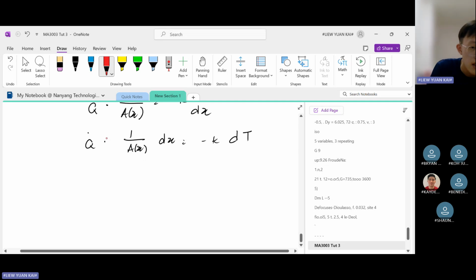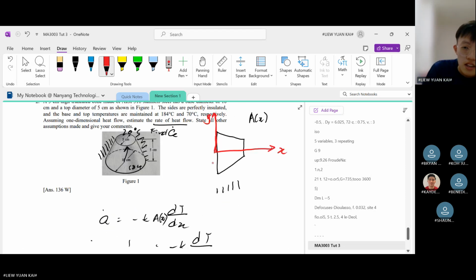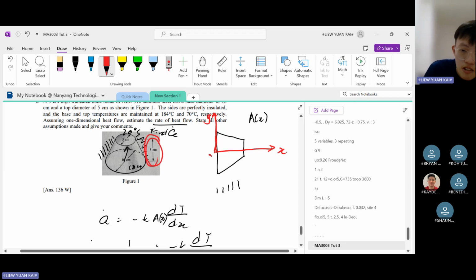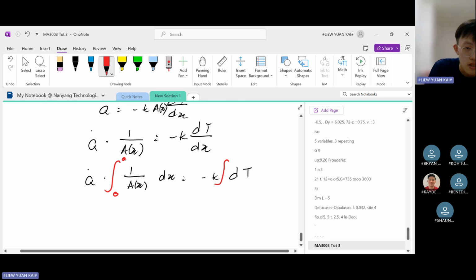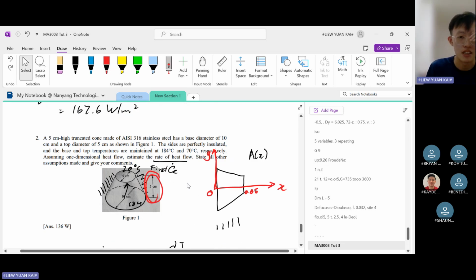Okay, so I'm going to integrate both sides. Okay, so I'm going to integrate this from 0 to, okay, let's take a look. See, they said that the height of this cone is 5 cm, right? So this is actually 0 to 0.05. Okay, 0.05 is in meters. So I'm going to integrate this from 0 to 0.05. Now, what about the bounds of the temperature? You need to fill the bounds of the temperature, right? That is given by the base and the top temperature. So this and this. So from 184 degrees Celsius to 70 degrees Celsius.